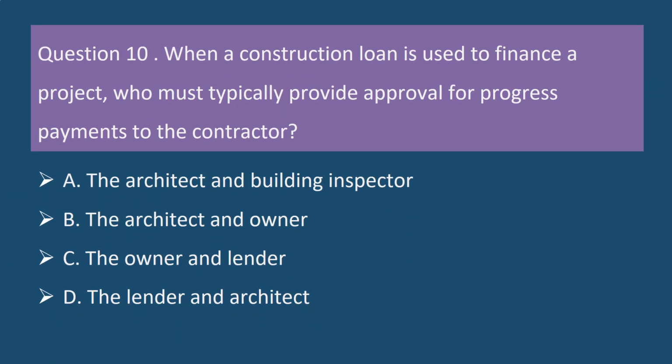Question 10. When a construction loan is used to finance a project, who must typically provide approval for progress payments to the contractor? A. The architect and building inspector. B. The architect and owner. C. The owner and lender. D. The lender and architect.